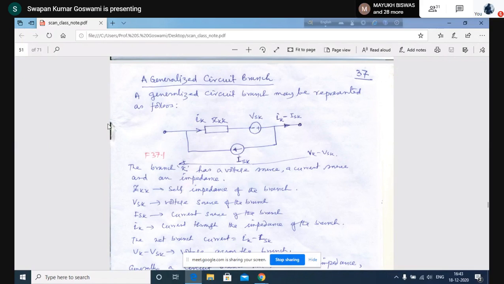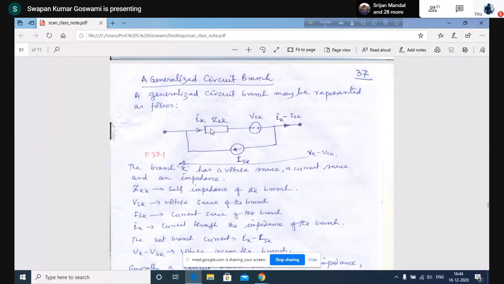Now, so that we can include all types of sources and all types of elements, let us assume that this will represent the general branch of a network. This is a generalized branch of a network where we have an impedance in series with a voltage source, and across this combination there is a current source. The current source is ISK, the source current of branch K. The voltage source is VSK, the voltage source at branch K. This is branch K, say. The current flowing through this branch is say IK.